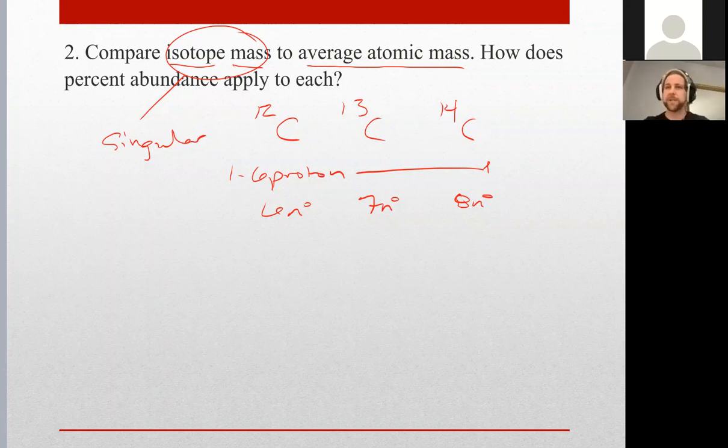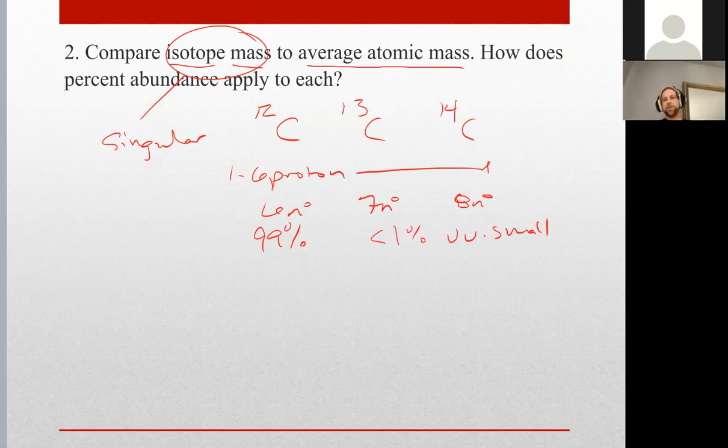And what we see is that the vast majority of the carbon in nature is carbon 12. About 99% is carbon 12. And for 13 and 14, it's less than 1%, 13 being a little bit more than 14. 14 is like 0.0001%. So it's really, really small, still less than 1%. So the majority of it is carbon 12.